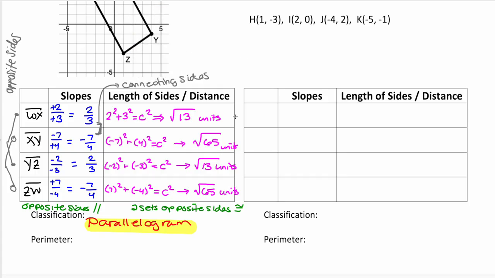The last piece of this is to find the perimeter, which again is to add up all the side lengths. So we have the square root of 13 plus the square root of 65 plus the square root of 13 plus the square root of 65.